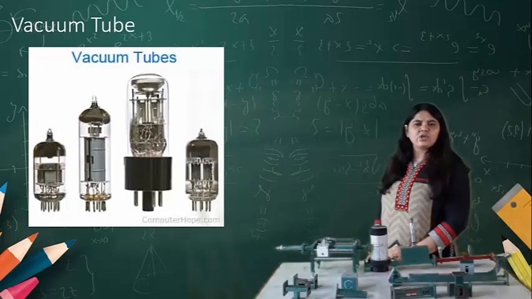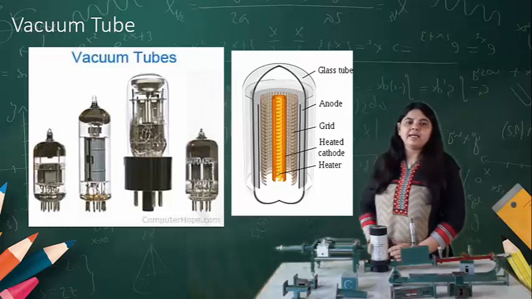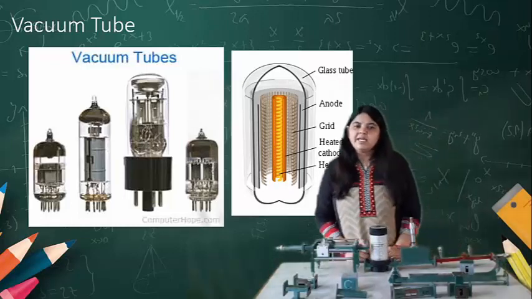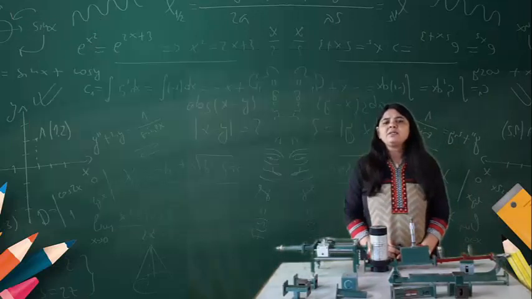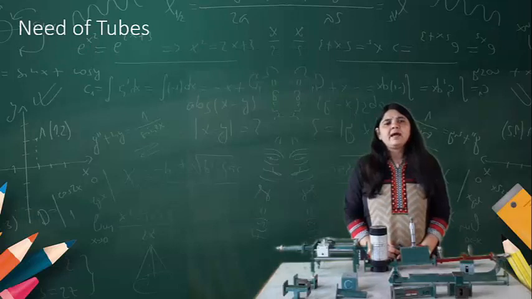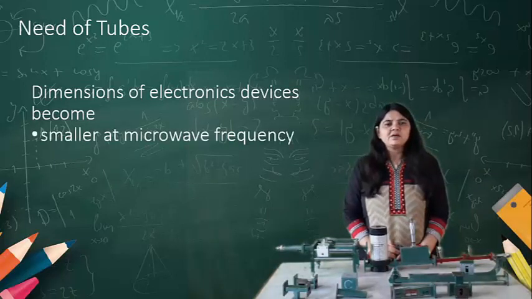So these vacuum tubes consist of the anode, cathode, grid, and the heater. Now what happens? The microwave has the property that we can generate heat. So that heating property is used in a variety of microwave applications. What is the need for all these tubes in microwaves?